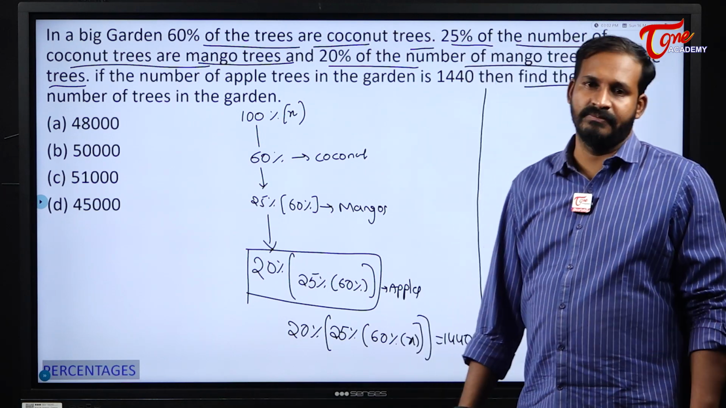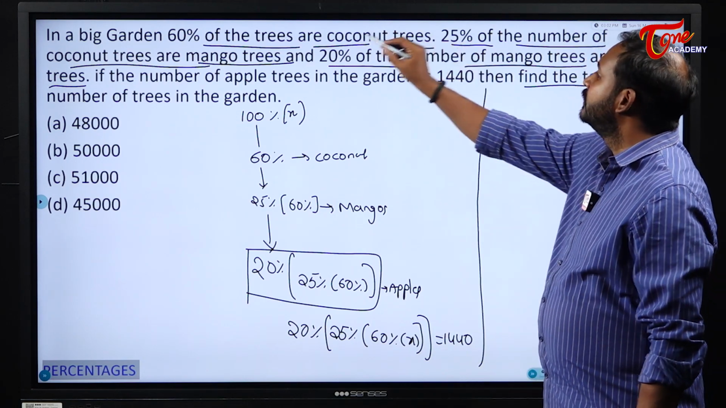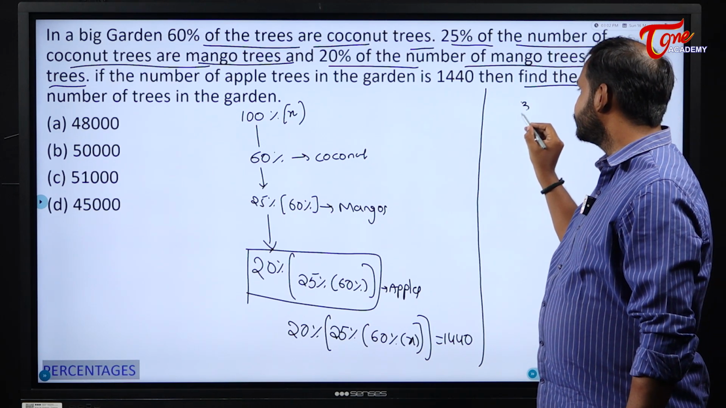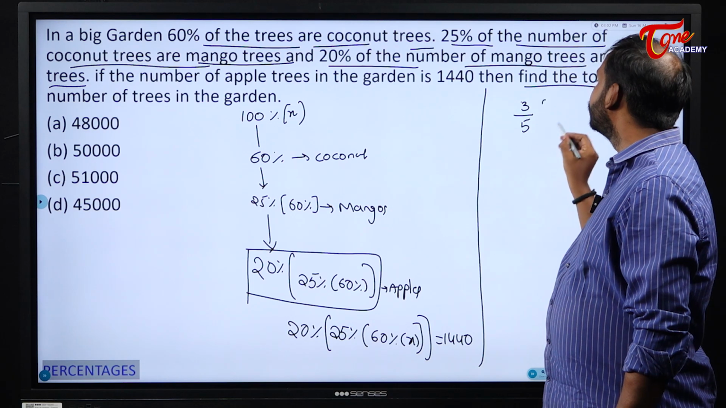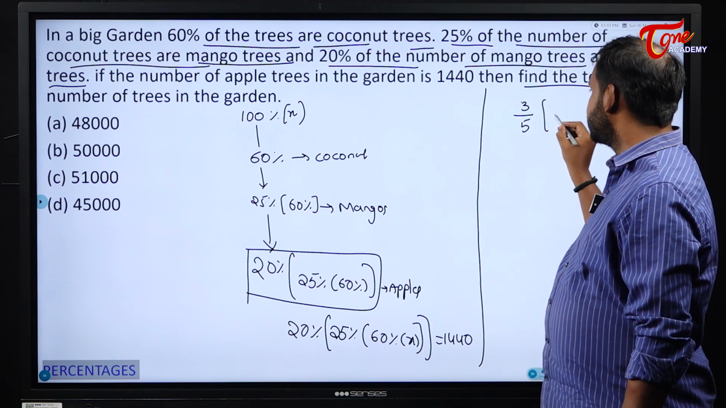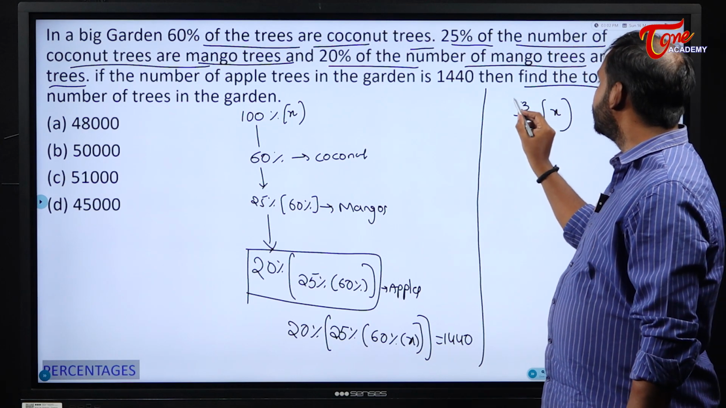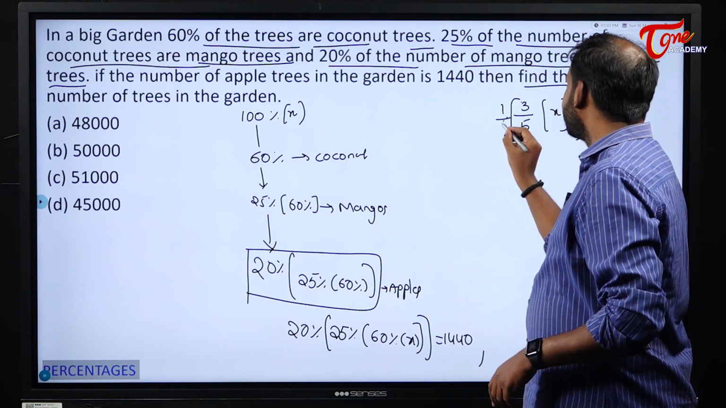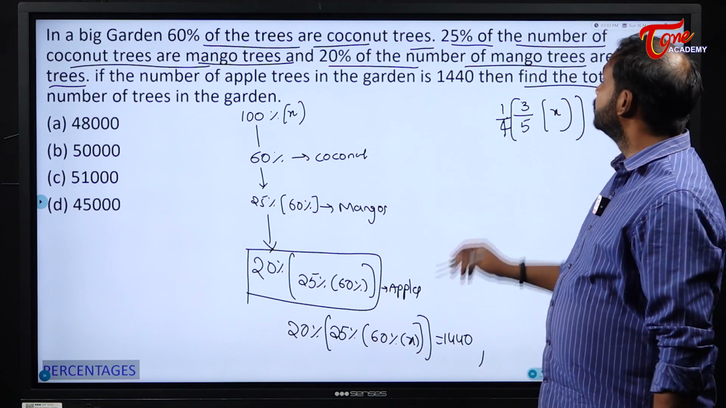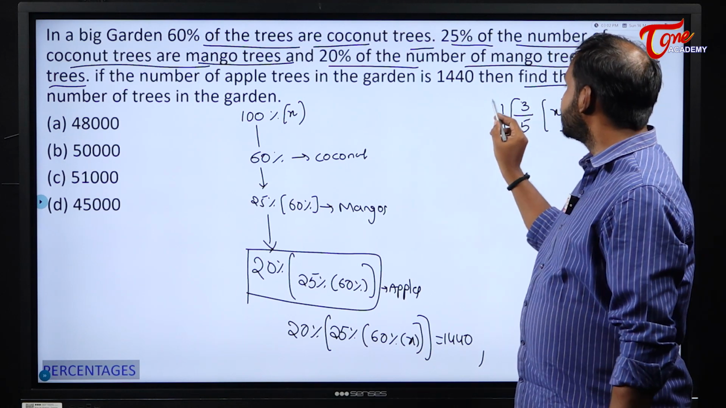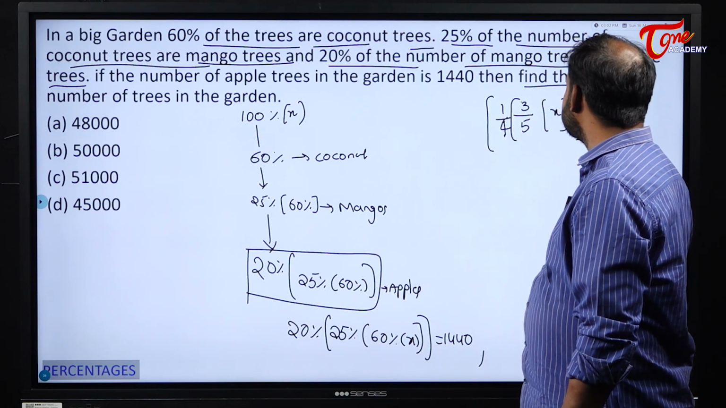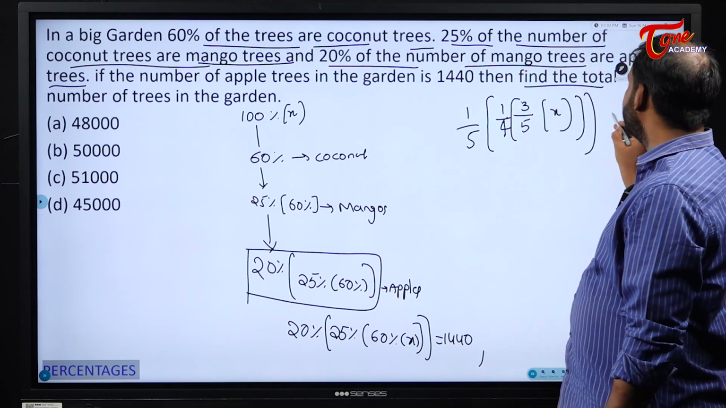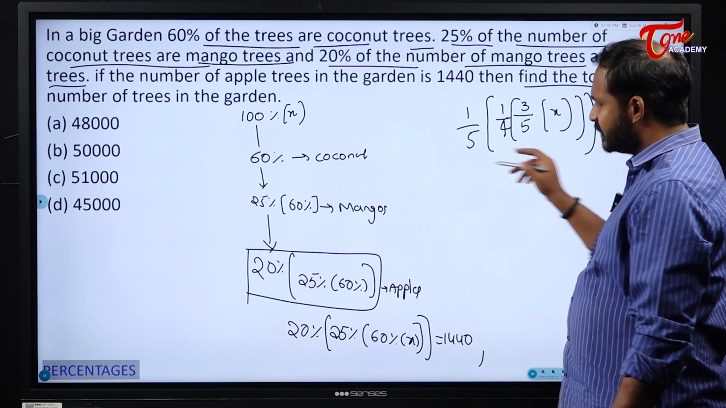If we go with our shortcut method, how are we going to write? 60% means you will write 6 by 10, or else 3 by 5 of x. Of this, 25% means you will write 1 by 4. Next, 20% of the number of mango trees are apple trees. 20% means you will write 1 by 5. This value is equal to 1440. See, both are the same.